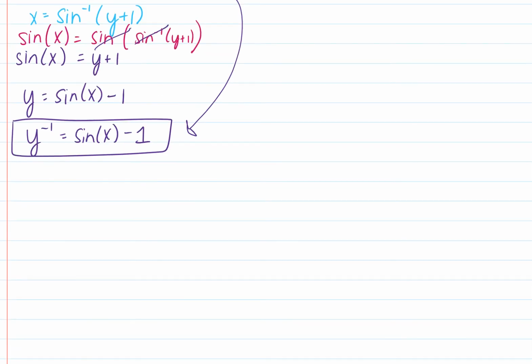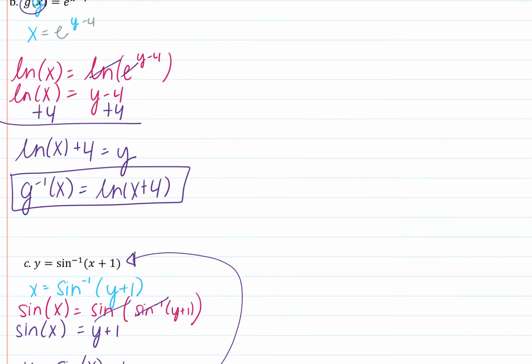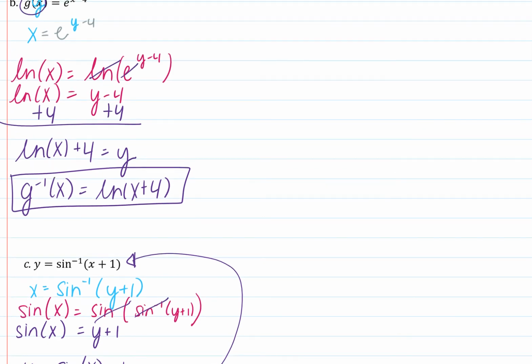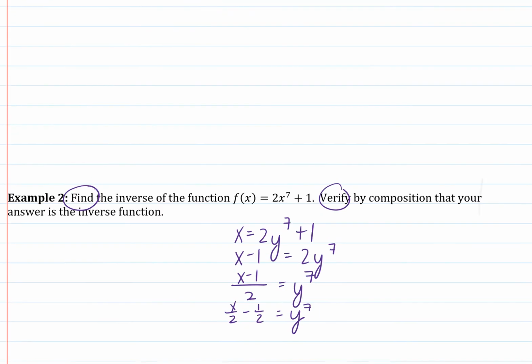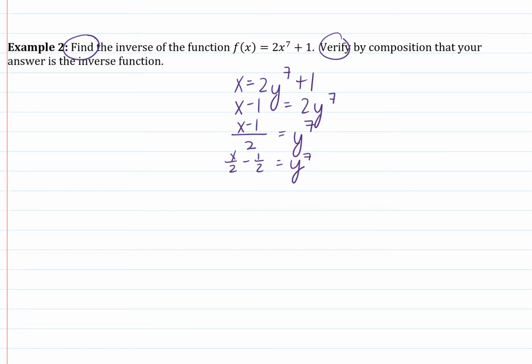Well, when I had an exponent before, I took the natural log of both sides, but that's because my variable was in the exponent. This time my variable is not in the exponent. My variable is the base of the exponent, y. And so I need a different technique. There are two different things you can do at this point. One thing you can do is take the 7th root of both sides. And so you have y is equal to the 7th root of x over 2 minus 1/2.